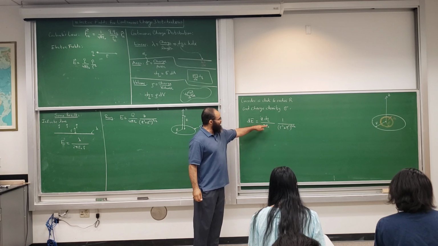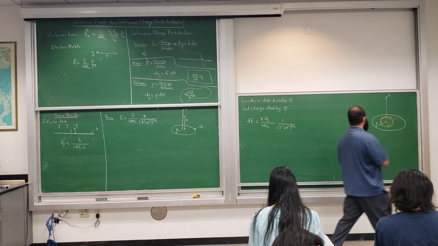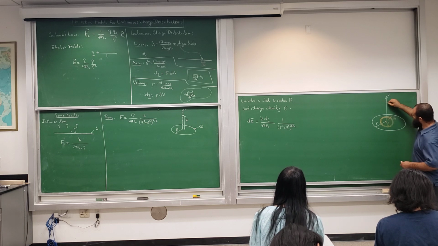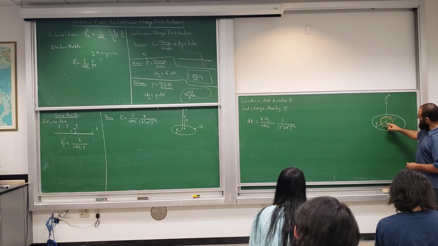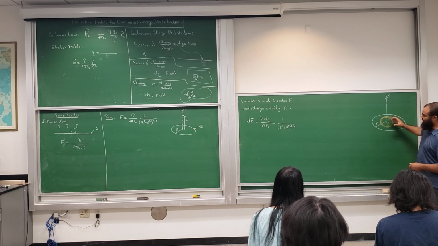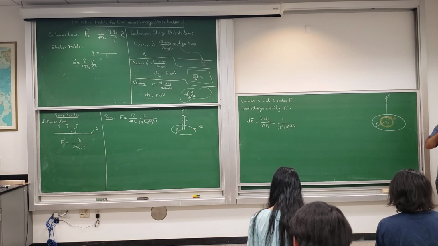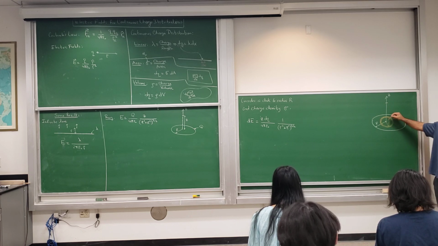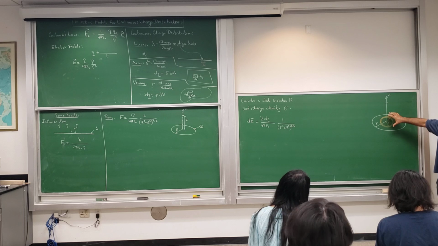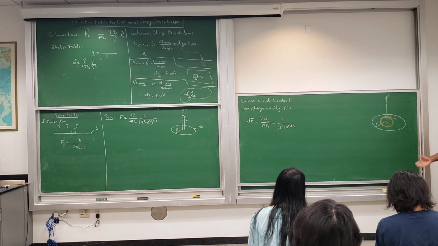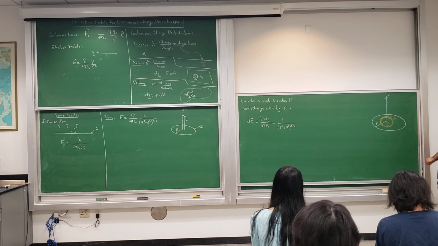Notice z is a fixed quantity. z is the distance from the center of the ring to here. z is just fixed. The radius r of the ring is not fixed, right? You have small rings and you have big rings. How small is the smallest ring? Zero. And how big is the biggest ring? Radius capital R, all the way to the edge. So our integration limits when we integrate are going to be between 0 and capital R.